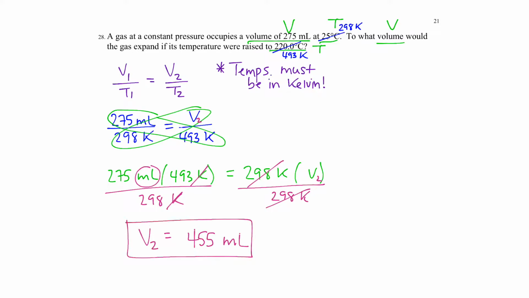Here we see a direct relationship at work, because notice that in our proportion here, the temperature increased, and our volume then should increase as well, which it did. 455 is indeed more than 275. All right, so that's question 28.